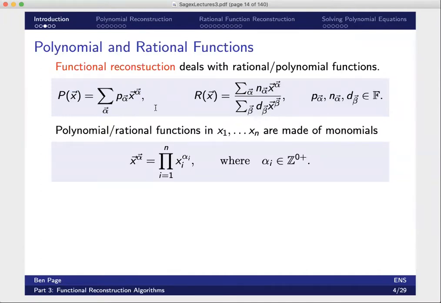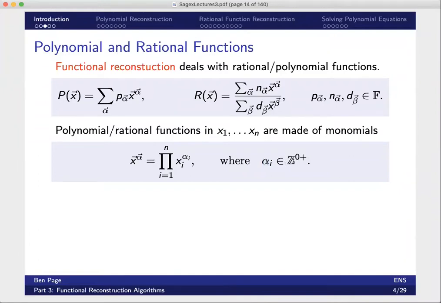The key quantity here is that we're introducing these monomials, x vector to the alpha vector, which is just taking each of our variables, x1 through xn, and raising them to the power of our components, alpha i, multiplying everything together. As we have monomials, these alpha i's are just non-negative integers.